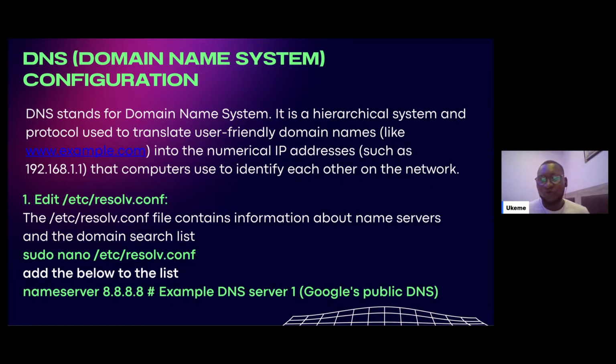So DNS configuration. What's DNS configuration, right? What's DNS itself? DNS stands for domain name system, right? For example, www.ukeme.us is a domain name, is a DNS. When they say what's the DNS, it actually just means what's your website name, right? www.google.com is a DNS, right? So it's a hierarchical system and protocol used to translate user-friendly domain names to numerical IP addresses. So google.com actually has its own IP. We'll check that in a bit. Ukeme.us has its own IP address, and all of that.